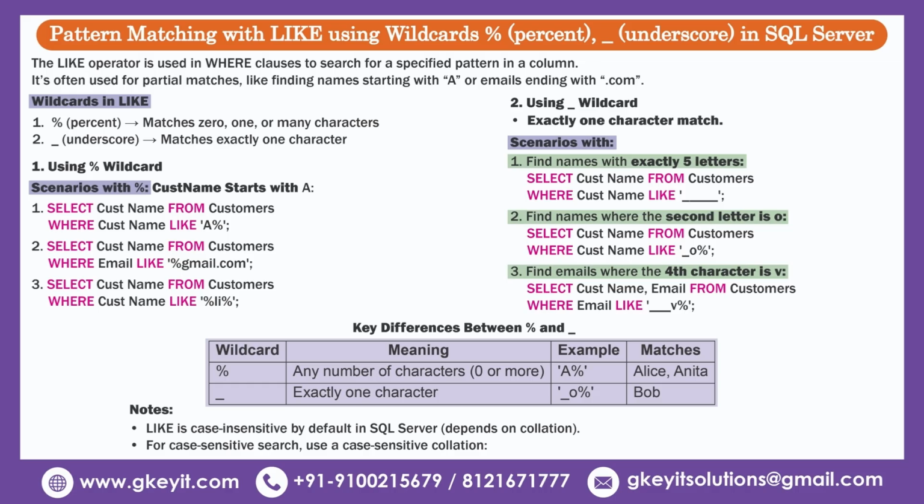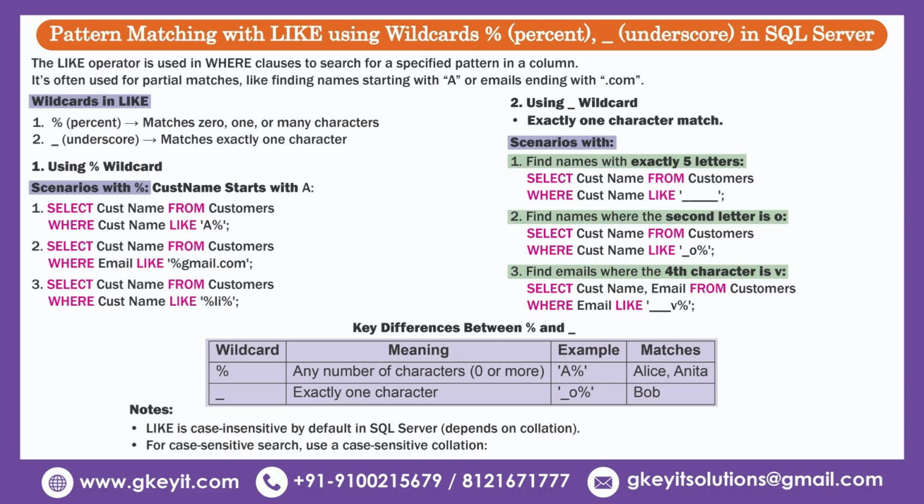Coming to the next wildcard, using the underscore wildcard. It matches exactly one character. Scenario: to find names with exactly 5 characters, in this situation we are going to use this wildcard. There is a query, SELECT customer_name FROM customers WHERE customer_name LIKE, and we have to provide 5 underscores here. That means it will fetch 5 characters from the customer name, starting from the beginning.